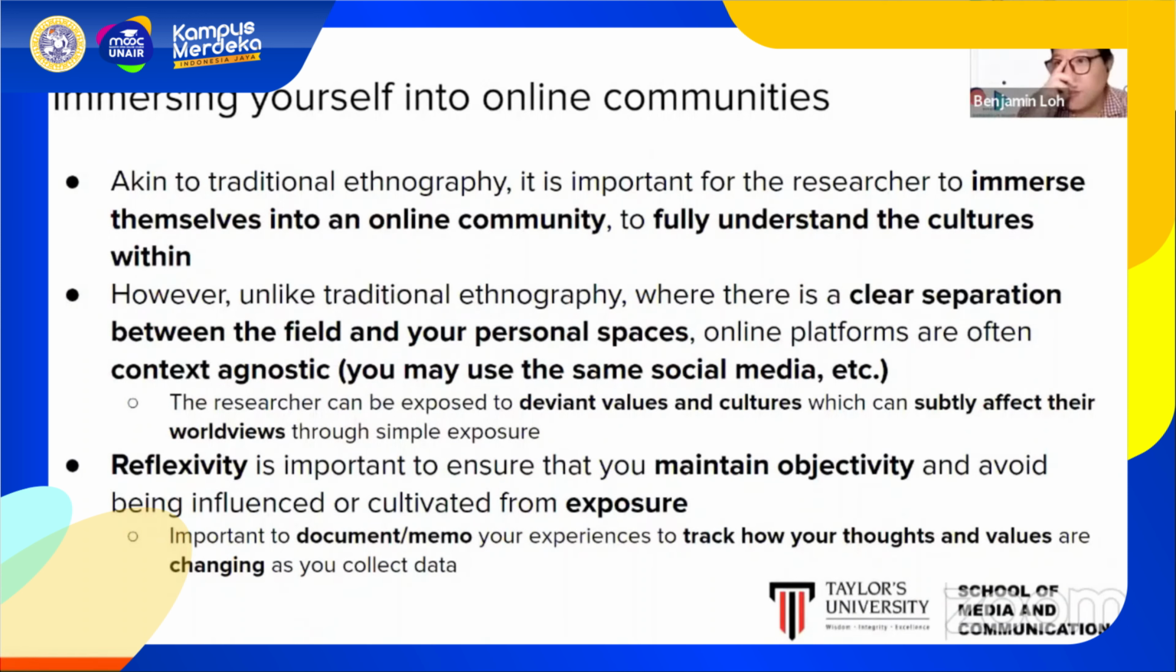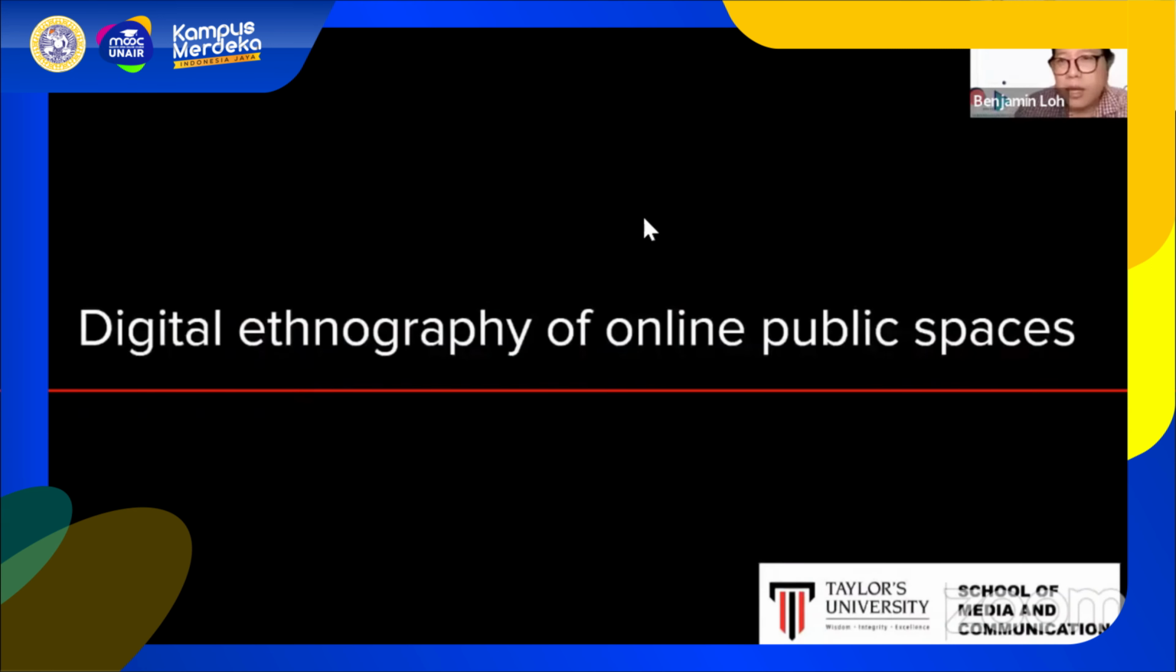And so it's very, very important. And one way to block or stop this is to basically engage in self-reflexivity. It's a way for researchers to really maintain their objectivity and to avoid being influenced or cultivated by exposure in this sense. And one of the ways to do it is basically to document your experiences, track your thoughts and your values, and see how they are changing as you're collecting your data. So again, memoing and journaling is a very, very important component to make sure that you do very effective digital ethnography as well.